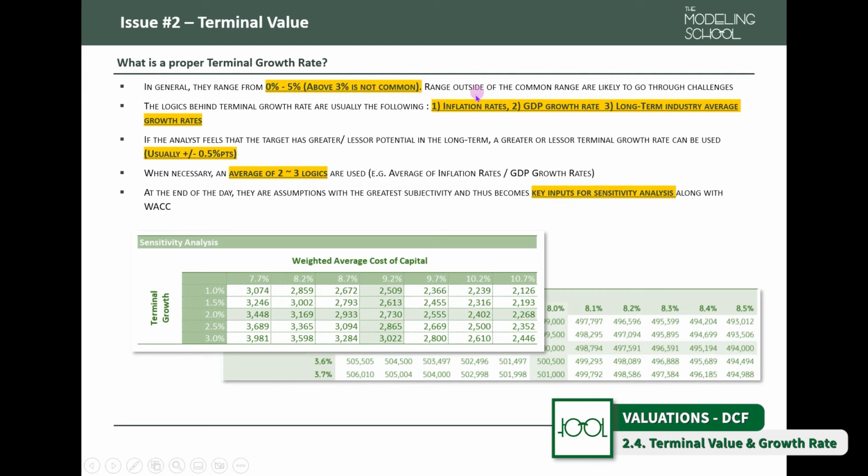And when necessary, you can use an average of several logics. And at the end of the day, this terminal growth rate is one of the most important key assumptions, together with weighted average cost of capital. So these two components usually become the key components for sensitivity analysis. So it shows how the results come out when weighted average cost of capital changes and when terminal growth rate changes. So it shows how sensitive your model is depending on weighted average cost of capital and terminal growth.